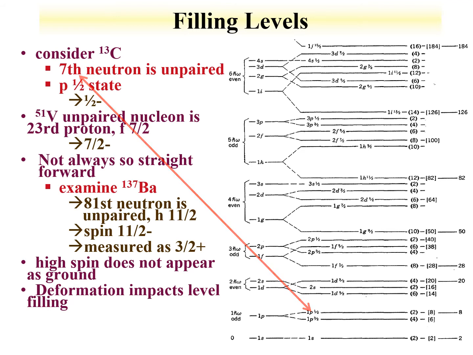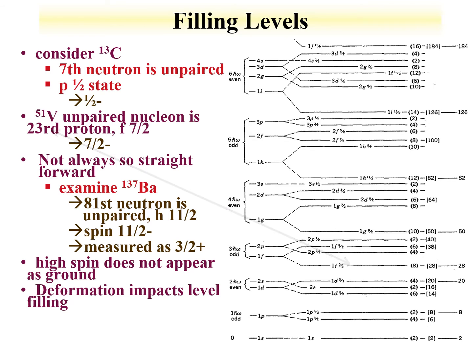Another example is with vanadium-51. The odd nucleon is the 23rd proton. 20 protons fit into this 1d 3/2, so I can put 3 into the 1f 7/2. 1 is unpaired. So f is also negative, so we would expect vanadium-51 to have a spin and parity of 7/2 minus. Now, the shell model isn't always correct.